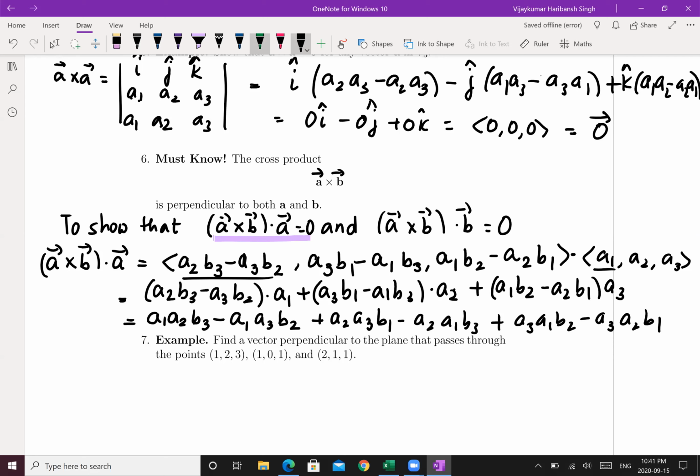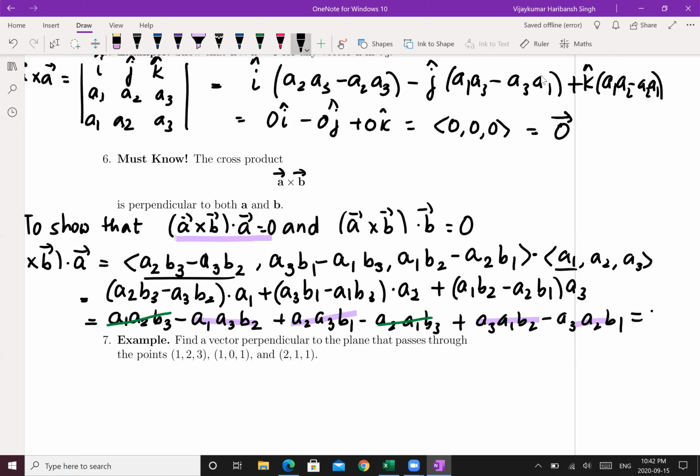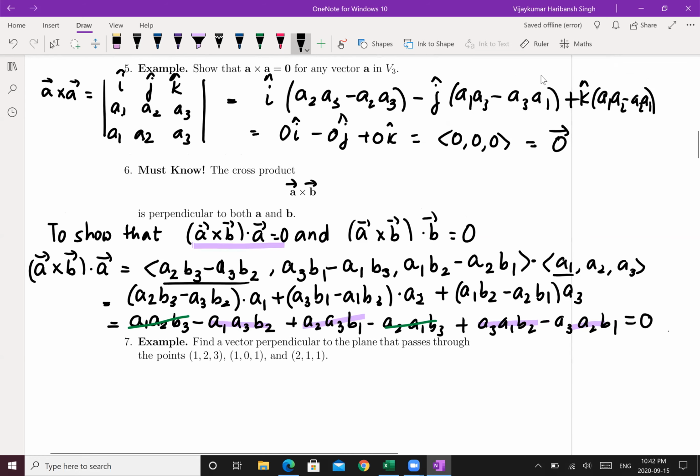Now let's see if we can cancel off terms. The A1 A2 B3 term goes with the minus A1 A2 B3. Similarly, this term will go with A1 A3 B2, and the last one will go with A2 A3 B1. So the output is 0. So this is done. Similarly, you can prove the other one as well. So now it is easy to find a vector.